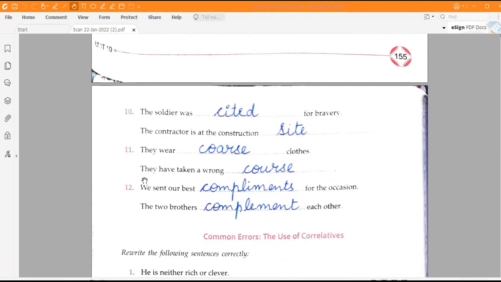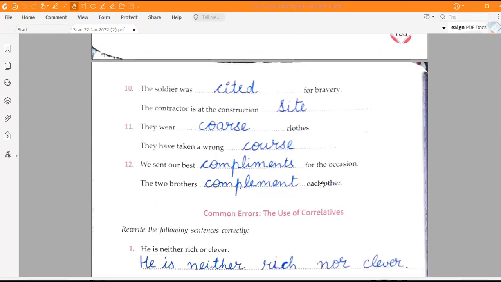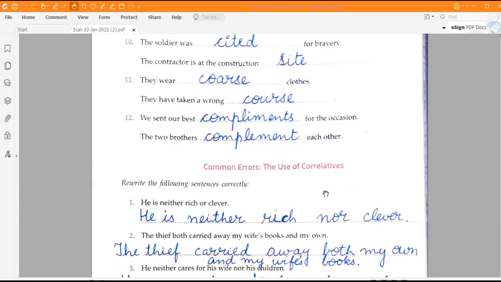They wear coarse clothes, C-O-A-R-S-E. They have taken a wrong course, C-O-U-R-S-E. We sent our best compliments for the occasion. The two brothers compliment each other, C-O-M-P-L-E-M-E-N-T.